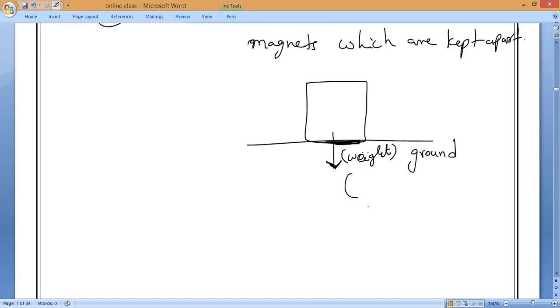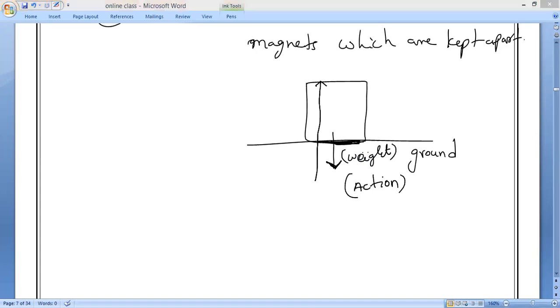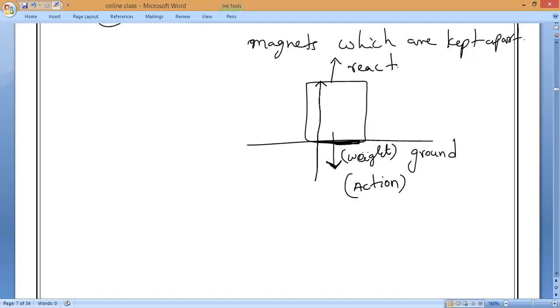What can we call this, action or reaction? Anyone? Action. Understand? Action we can say. Now, when the body is trying to push the ground in the downward direction, then the ground also will try to push the body in the upward direction, so that an upward force is acting by the ground. What do we call that? Reaction.